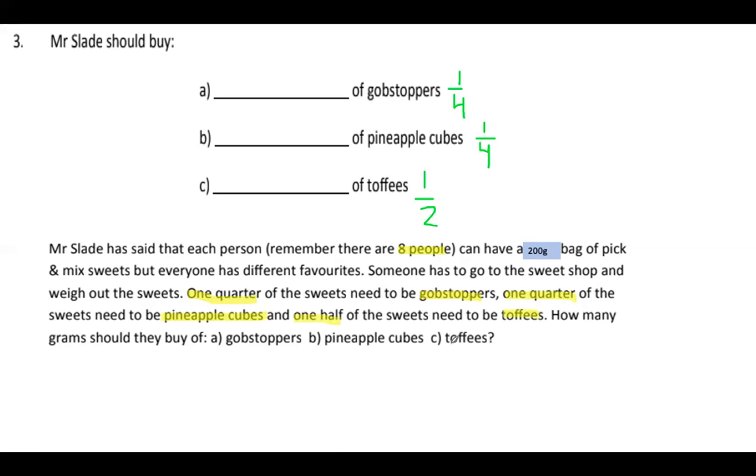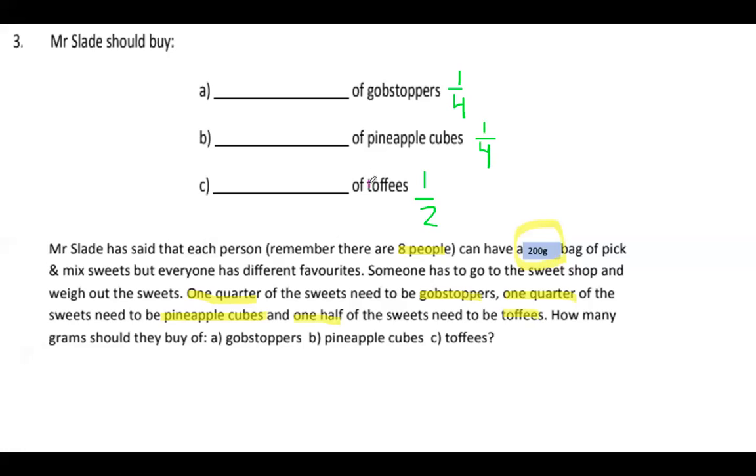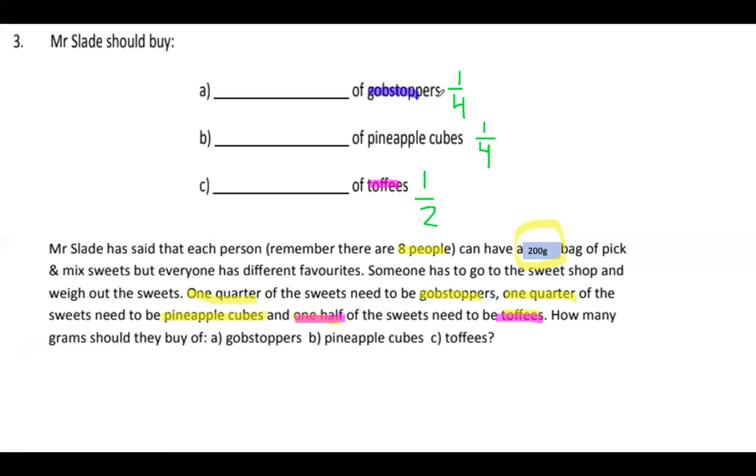So a few different steps here. Now let's look again. I read that without saying how many grams he had. So in my problem, each person can have a 200 gram bag of pick and mix sweets. So let's start. I'm going to color code these to make it a bit easier. I'm going to put magenta for toffees. That's 1/2. I'm going to put blue for gobstoppers. That's 1/4. And I'll leave yellow as my pineapple because they are yellow.